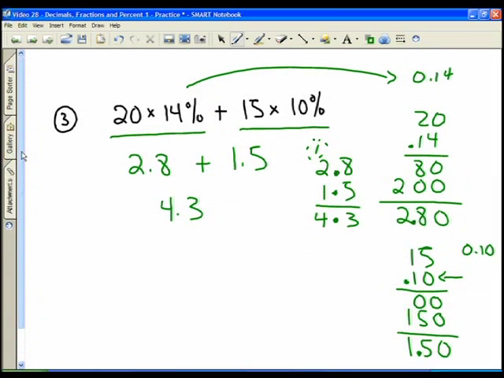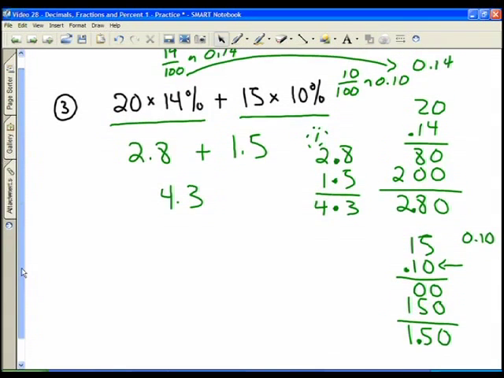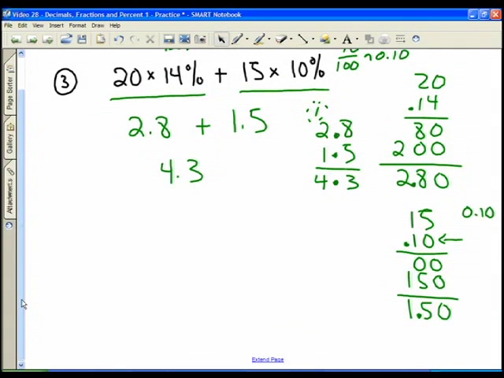So it's important to remember here that 14% really means 14 over 100, or 0.14. Those are equivalent. And 10% really means 10 over 100, or 0.10. So that gives you a little bit of practice with decimals and percentage.